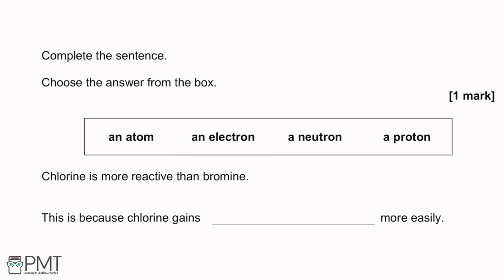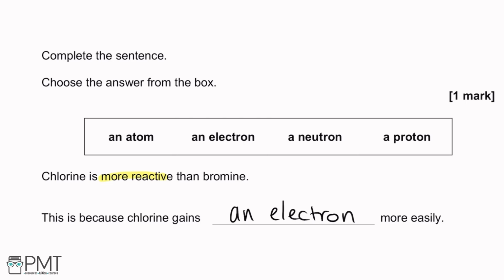Complete the sentence. Choose the answer from the box. So we've got an atom, an electron, a neutron, a proton, and our statement says chlorine is more reactive than bromine. This is because chlorine gains something more easily. So we're talking about reactivity here. And whenever we're talking about reactivity, we're going to be talking about an electron, or multiple electrons, as the case may be.